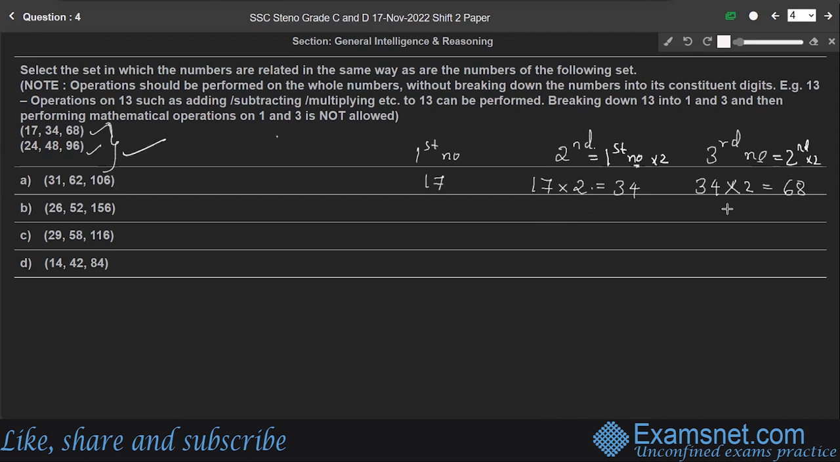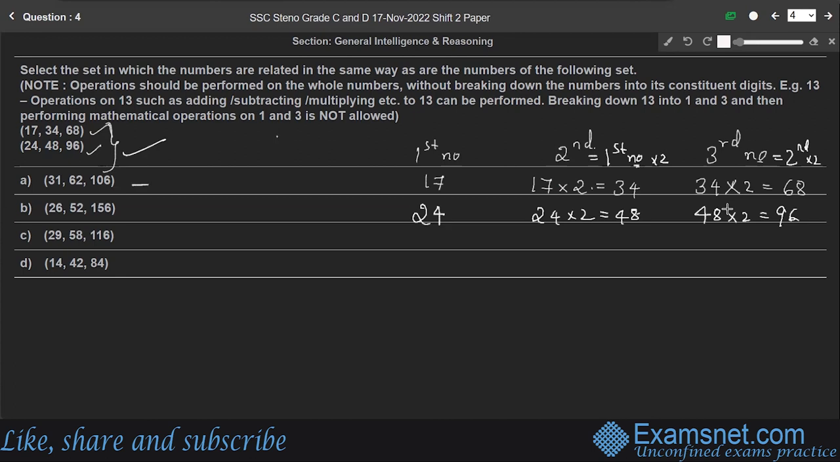If you consider the second set also, here the first number we'll write as it is, 24. The second number is 24 into 2, which is 48, first number into 2, right? Whereas the third number is second number into 2, which is 96. Very simple logic, right? So, among the given four options, we have to find which option follows the same logic.